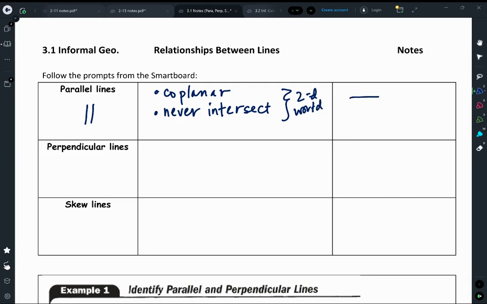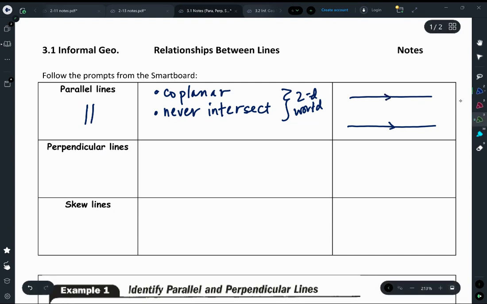And so let's go ahead and draw some parallel lines. And then the marks that we use to show that they're parallel are little arrows kind of in the middle of the line. So those two marks are the part that's showing us that we have parallel lines.